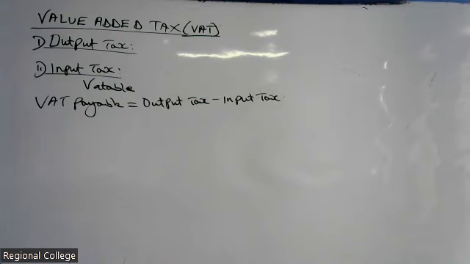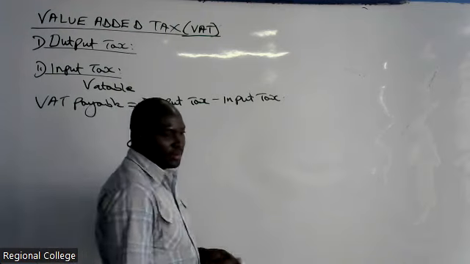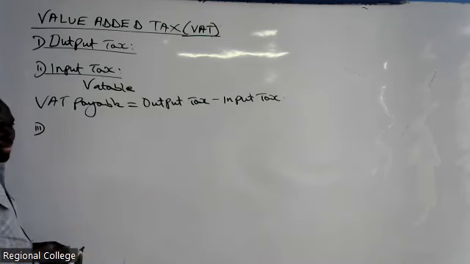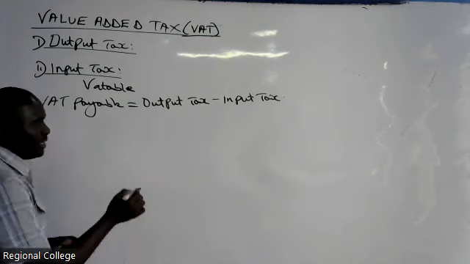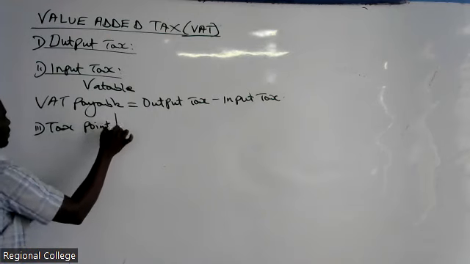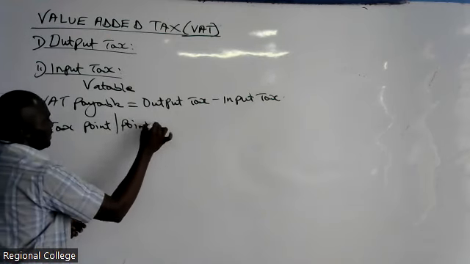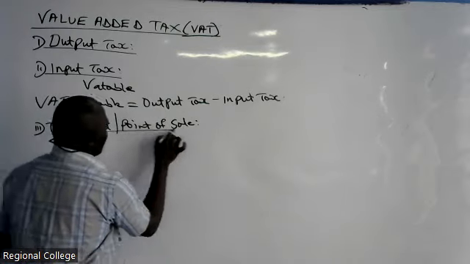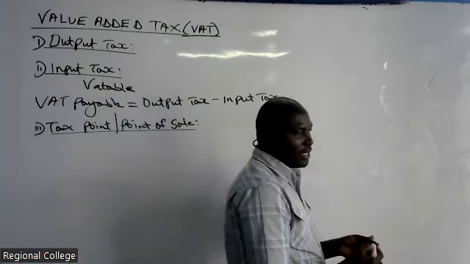VAT payable is output tax minus input tax. Number three, tax point, stroke point of sale.